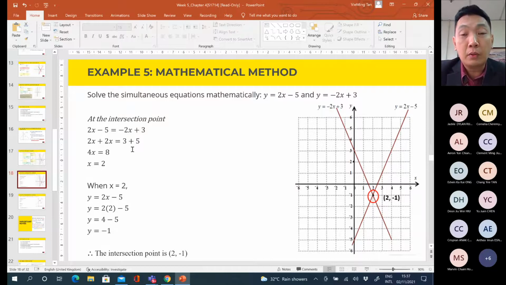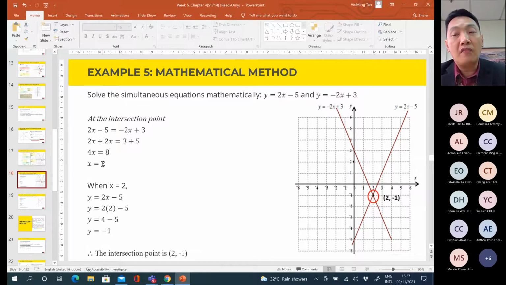On the right, we have two numbers, 3 and 5. Sum up together, we get 8. Okay. Next step is to move the 4 from the left to the right, becomes divide. So 8 divided by 4 will get 2 positive. Okay, so that means that the x value is equal to 2 when these two lines meet each other. The x value is equal to 2.